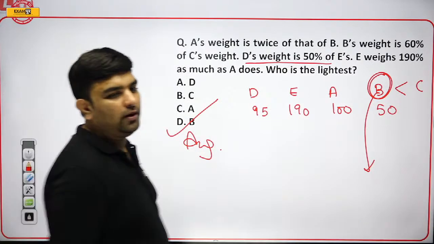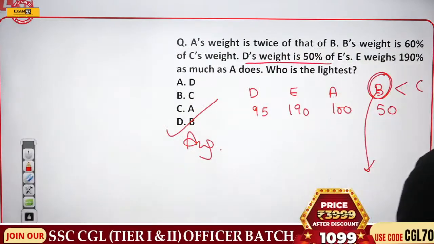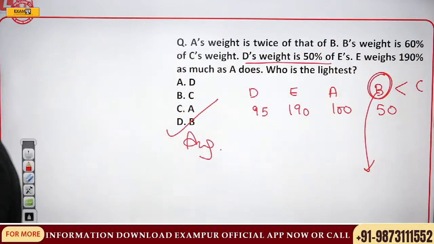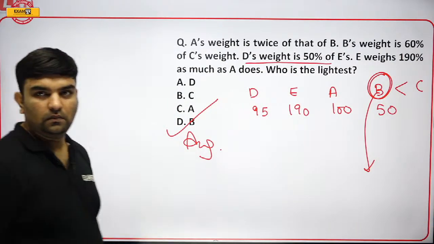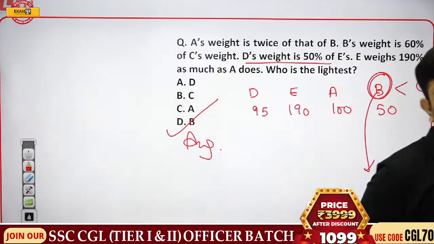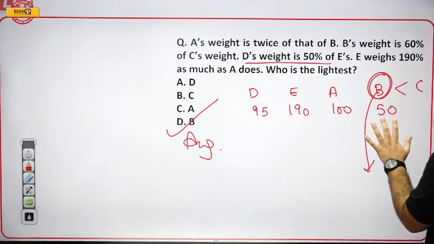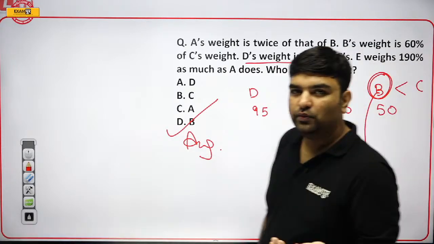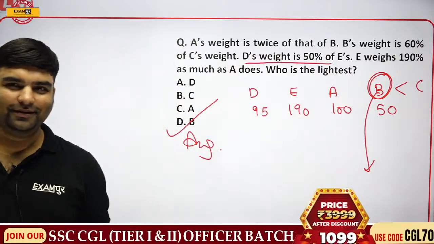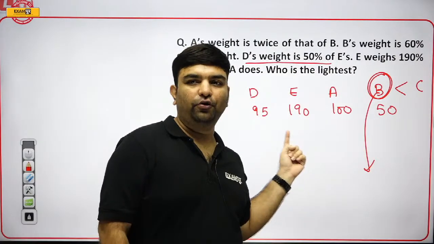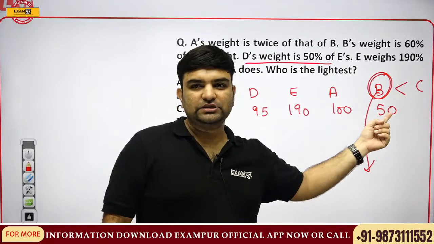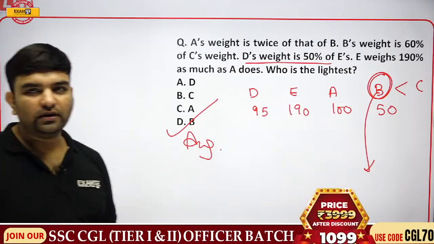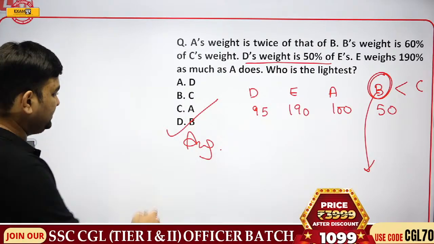Perfect. Any doubts whatsoever, guys, you can ask me. From these four data, B is 50 only and B is 60% of C. I can find out C as well, but why would I? If B is the smallest of these four and B is smaller than C as well, why find the value of C? It's not important for us. Answer is B.